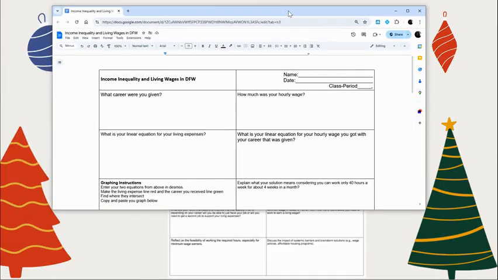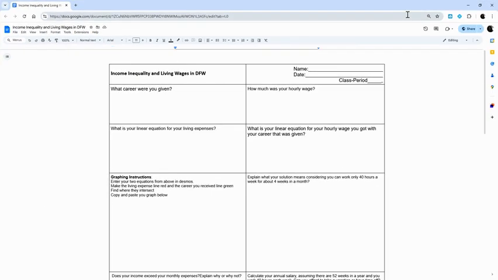They're going to take the career that they got and they're going to put it here. What career were you given? What's the hourly wage? So they're going to need to do that. They're also going to need to know what is the linear equation for the living expenses. So we're going to talk about what that would look like. I would say y equals, and it's $2,960, which is how much living expenses cost in DFW.